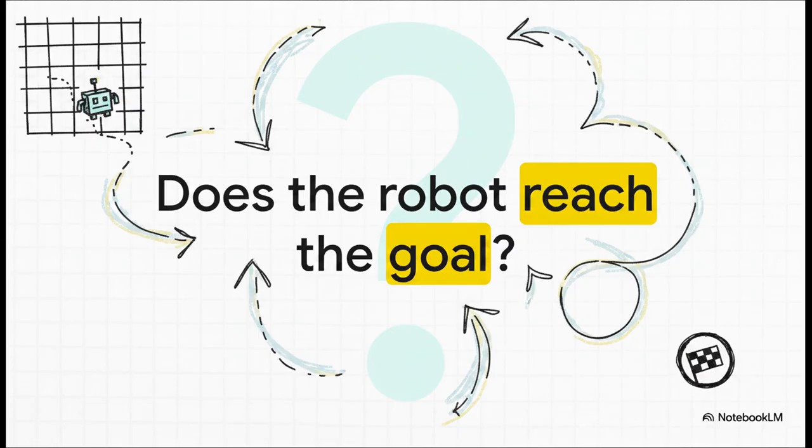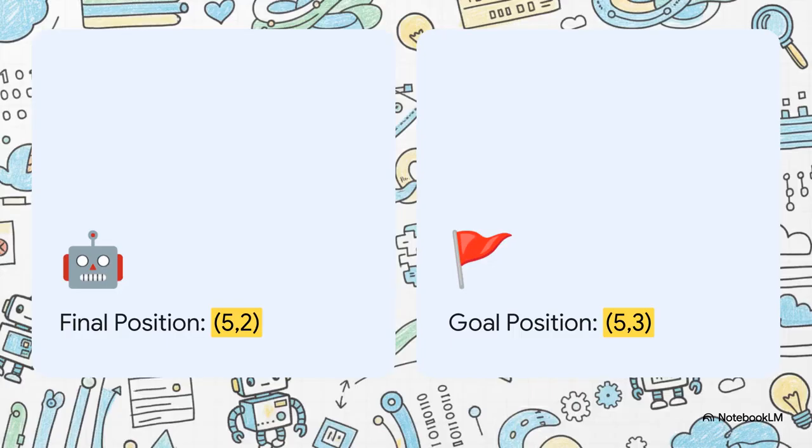Okay, so the loop is completely finished. But the real question is, did the robot actually reach the goal? Let's compare. Our final computed robot position is 5-2. But our designated goal position was 5-3. And this brilliantly illustrates a core concept in computer science. An algorithm can execute perfectly without crashing. It can successfully navigate around an obstacle and yet still be functionally incomplete because it fails to achieve the desired outcome. The robot safely bypassed the block, but it completely missed the target.